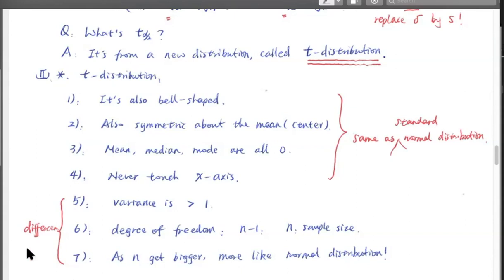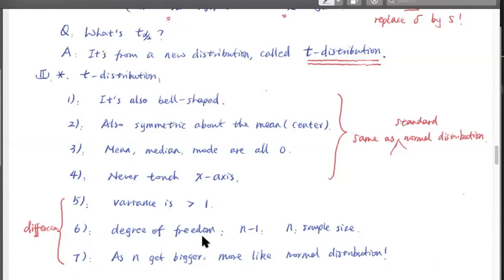That should be equal to 1. Is that right? Equal to 1. Exactly right. So that's the standard normal distribution, equal to 1. But for this t distribution, it is a bell-shaped curve, right? But the variance has to be greater than 1. That's very special. Okay. Number 6, number 7 is even more special.